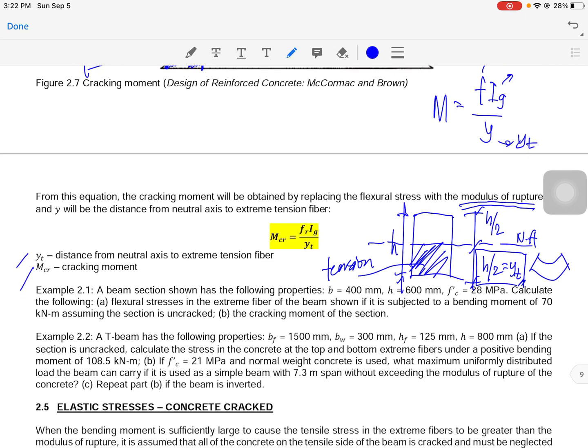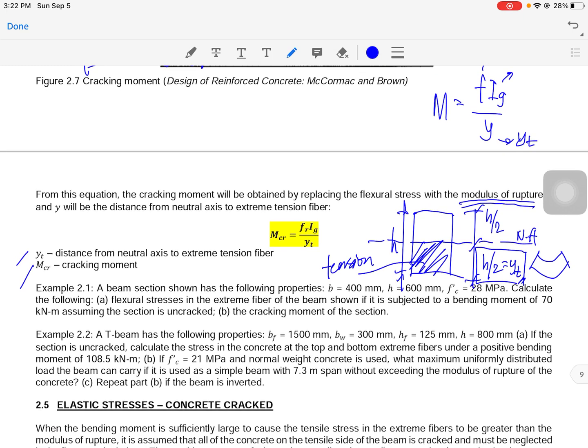So let's proceed to our example 2.1. A beam section shown has the following properties: B is 400 mm, H is 600 mm, f'c is 28 MPa. We are tasked to calculate the flexural stresses in the extreme fiber of the beam shown if it is subjected to a bending moment of 70 kN-m, assuming the section is uncracked. Also, we are tasked to compute the cracking moment.